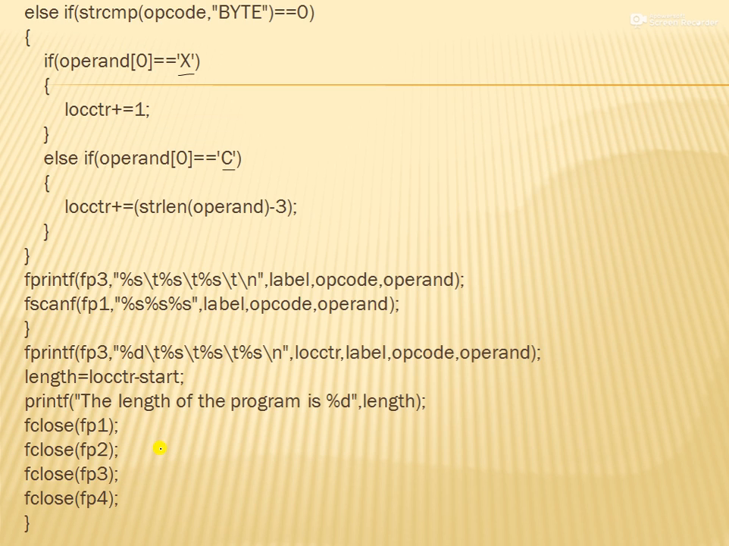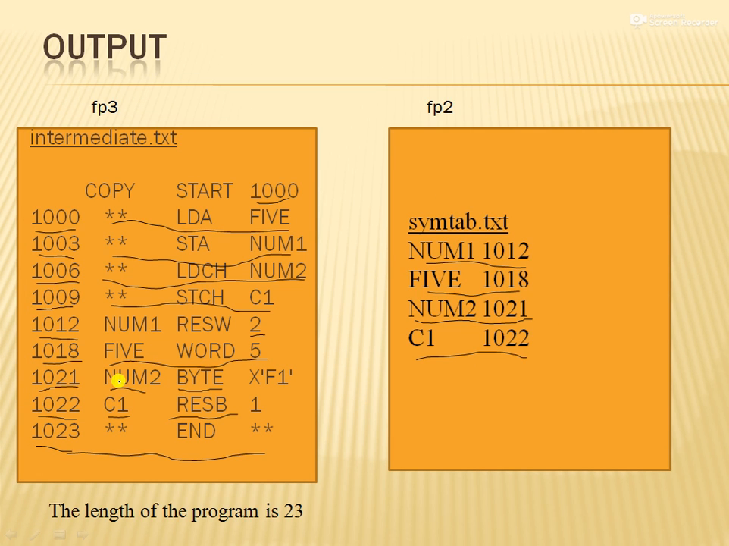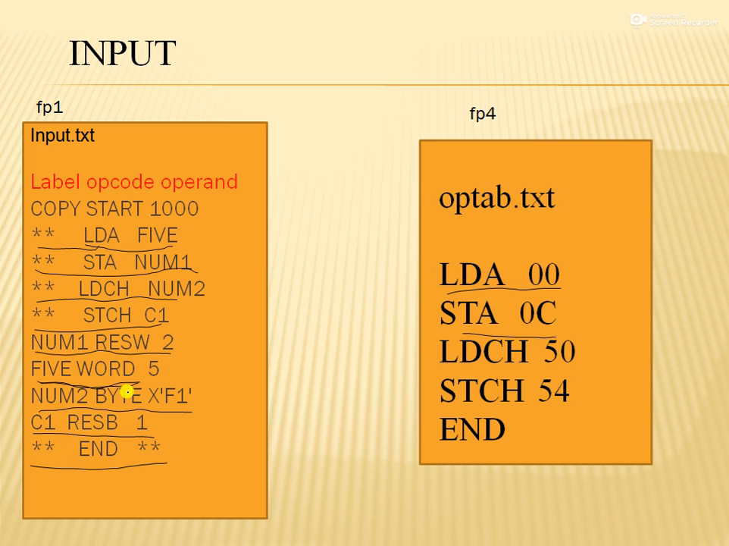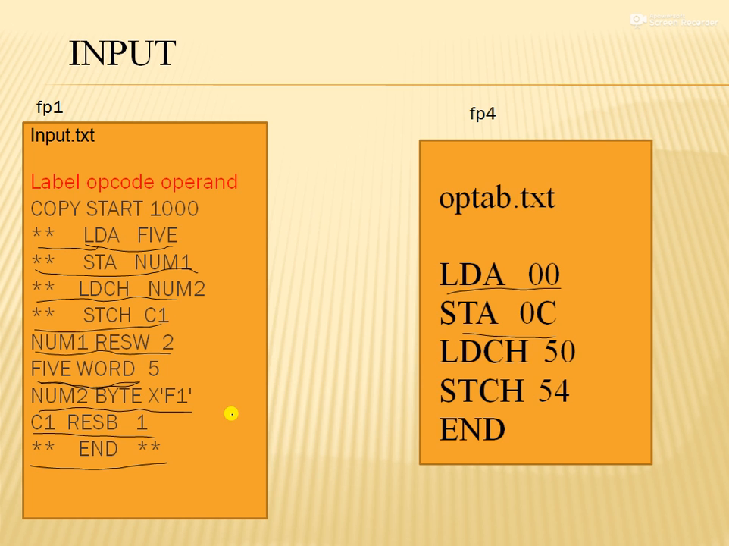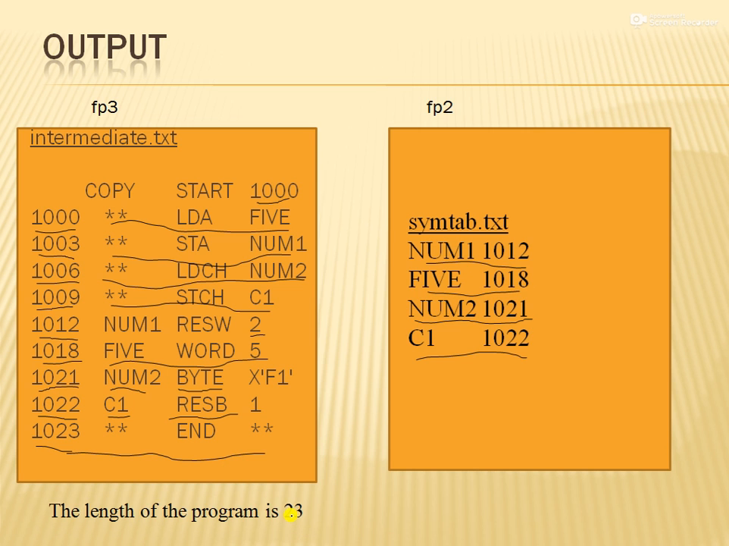So that is shown in the code like this. After checking all these conditions, for the last statement you need to add the location counter, label, opcode and operand to the intermediate text. And we also require the length of the program for Pass2. Here the length is found by subtracting the start value from the location counter. For example, here the start value is 1000 and location counter value is 1023. The length of the program will be 1023 minus 1000. That is actually printed, and the length of the program will be 23. This will be used in Pass2.